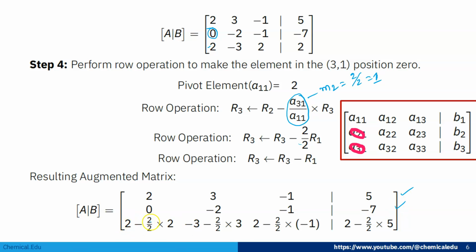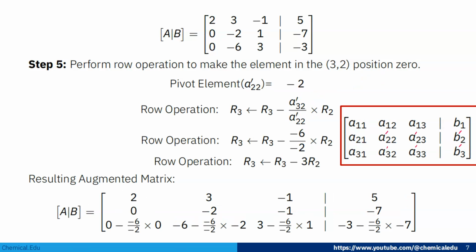Now here, 2 minus 2 by 2 into 2, 3 minus 2 by 2 into 3. So we have to do that. This is 2, the first row 1 is the multiplier, the second element again from row 1. Okay, so now after doing the same operation as earlier, finally we'll get this. So 2 3 minus 1 5 as it is, the second row will not change, and this element becomes 0, and 0 minus 6 3 minus 3.